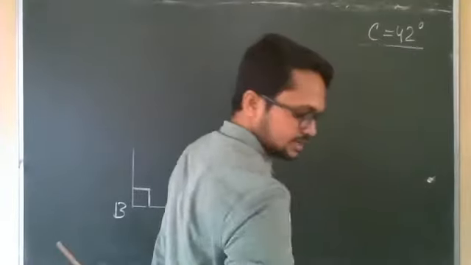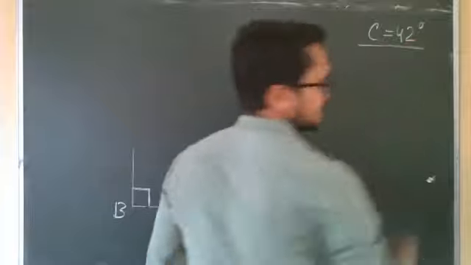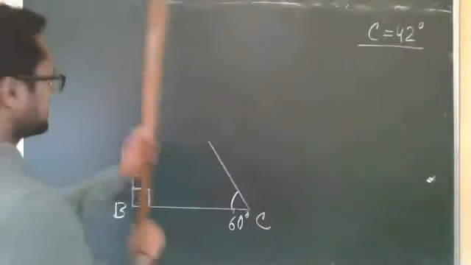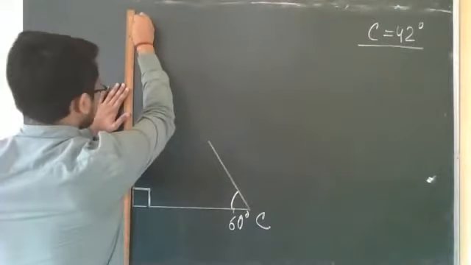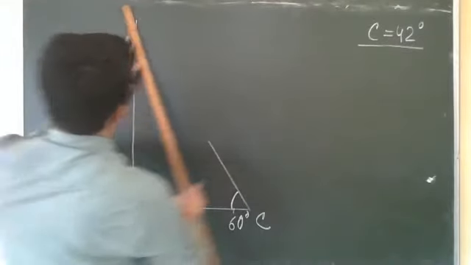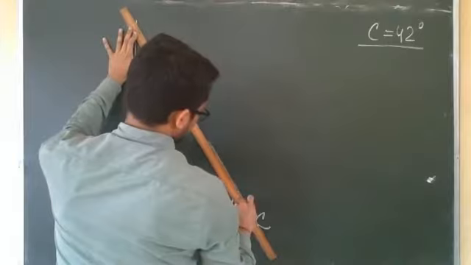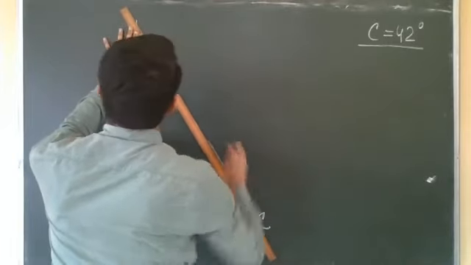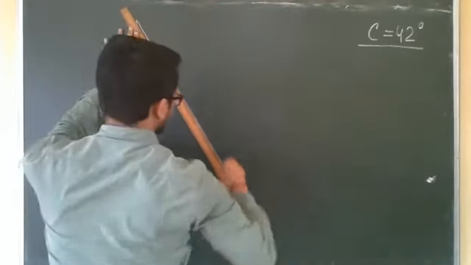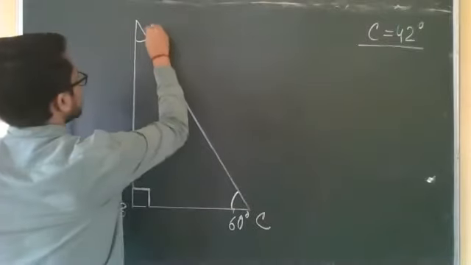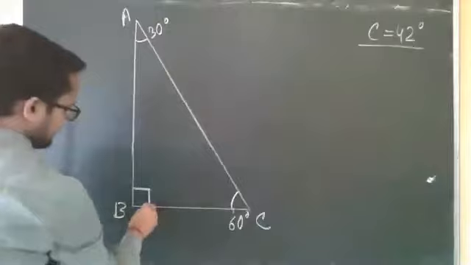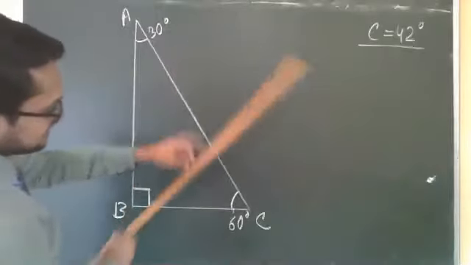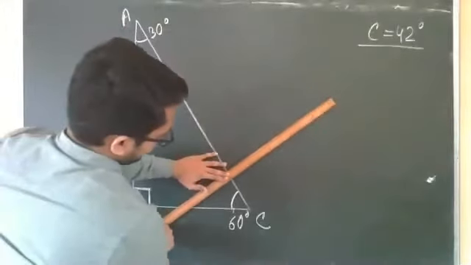The critical angle is 42 degrees. Okay, so the same prism. This is 30. This is A, B, C. Now light is incident normally here.